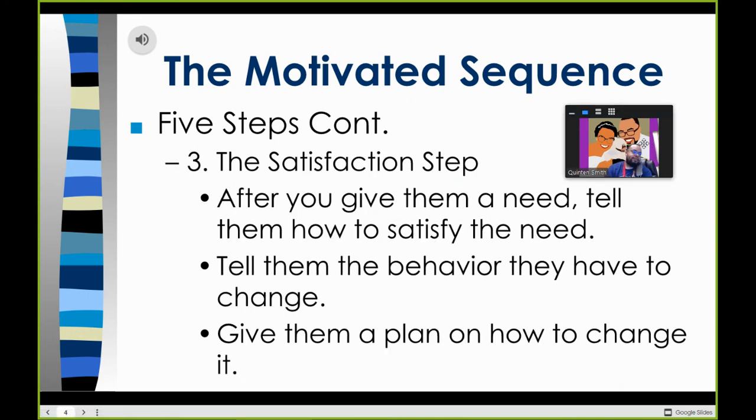The next one is the satisfaction step. After you give them a need, tell them how to satisfy the need. Tell them the behavior they have to change. Give them a plan on how to change it.